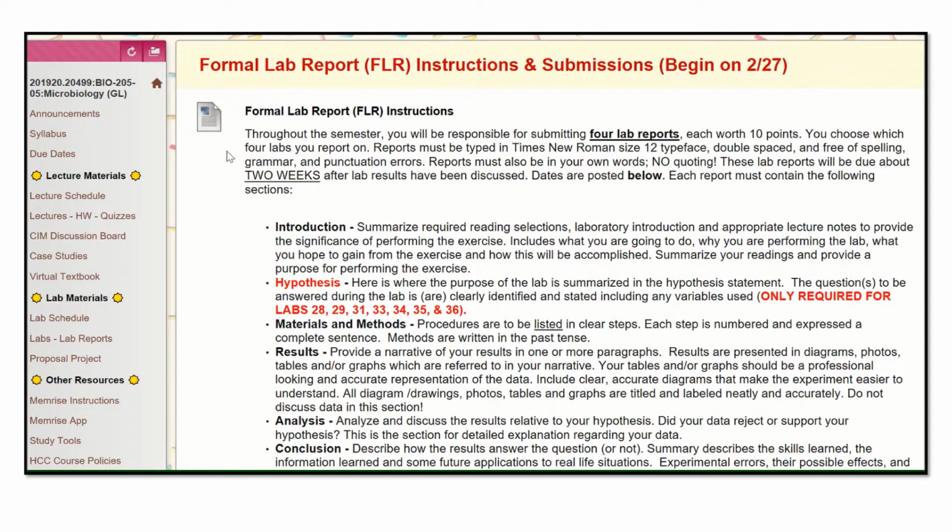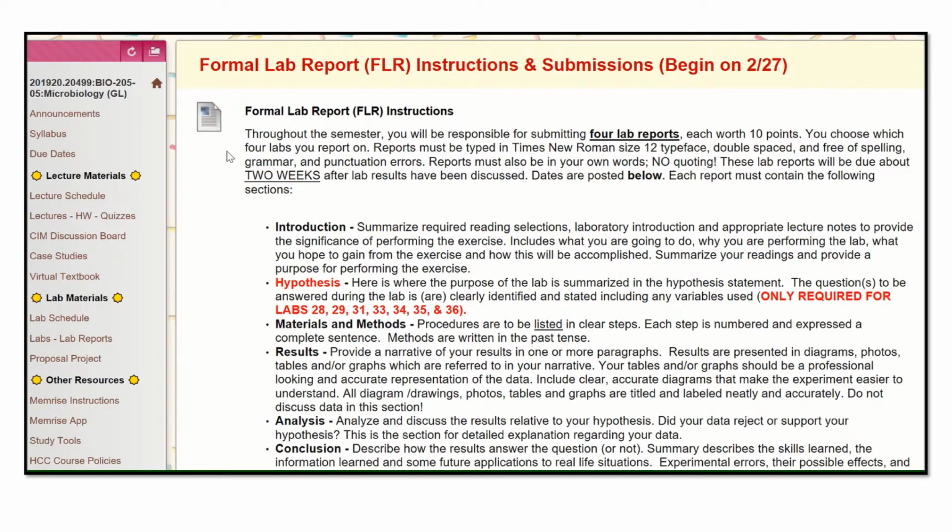Throughout the semester, you are responsible for submitting 4 lab reports, each worth 10 points. You choose which 4 lab reports to report on, but they all must be typed in Times New Roman, size 12 typeface, double-spaced, and free of spelling, grammar, and punctuation errors. Reports must also be in your own words, no quoting, as with your other class assignments. Generally, these lab reports are due about 2 weeks after lab results have been discussed in class. The dates are posted below, and we'll go over them in a moment.